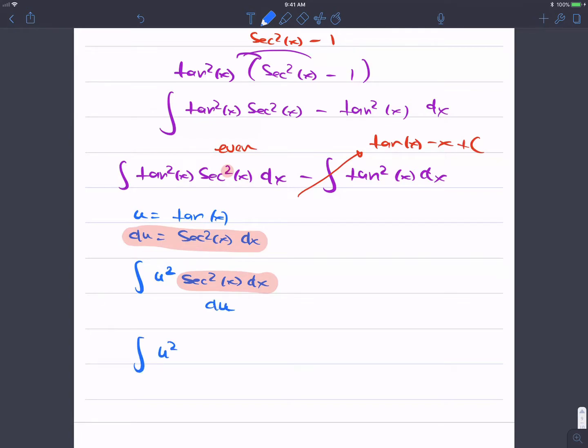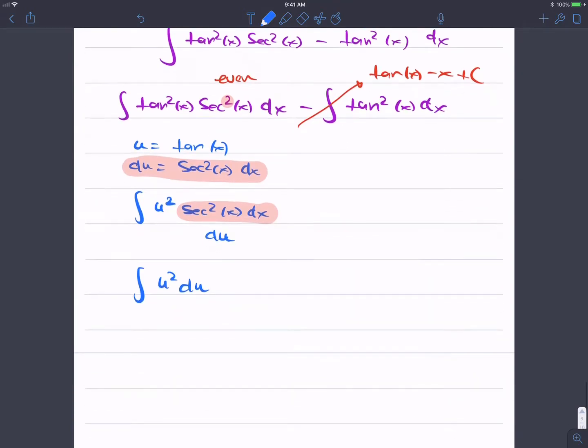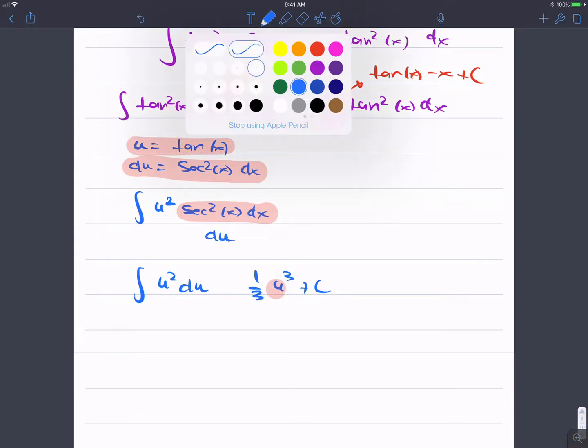So I'm integrating u squared du, which gives me 1/3 u to the third plus c, where u is tangent. So here's going to be my final answer. Let's go back here. U is tangent. I replace that here. So I'm going to write everything down.